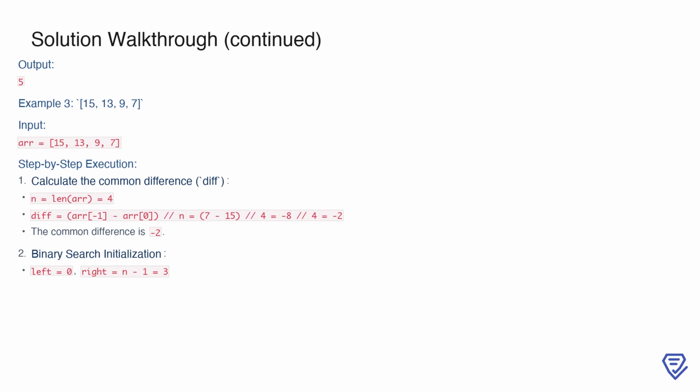For the final example, consider the array 15, 13, 9, 7. Here, the progression is decreasing, so the common difference will be negative.